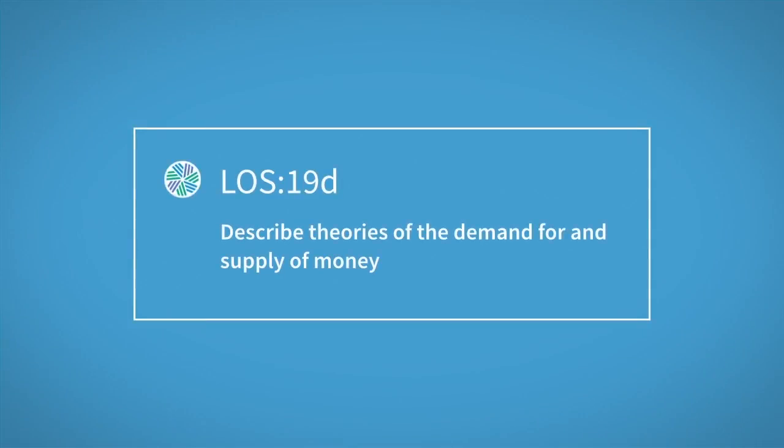This is the second video in a two-part series on money and the central banks. Here we are going to look at demand and supply, the Fisher effect, inflation, and sovereign solvency.